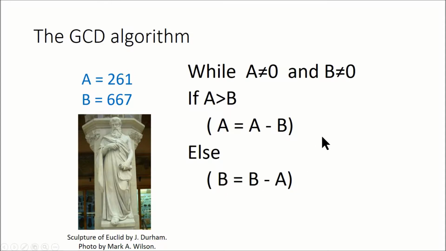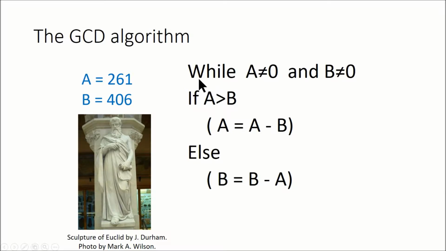So to start out, what we're going to do is ask if a or b is 0, and neither of them are. We're then going to ask, is a greater than b? And it is not. And so we're going to take b minus a and set it to b. And so we take 667 minus 261, assign that to b, and we get 406.